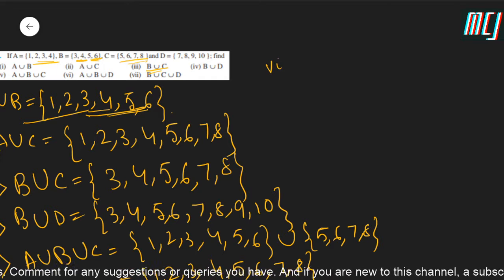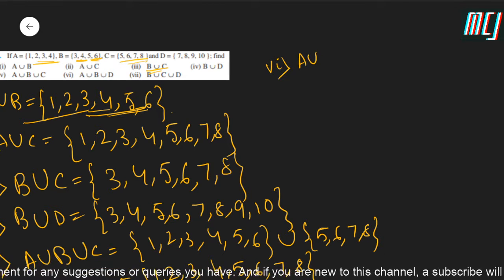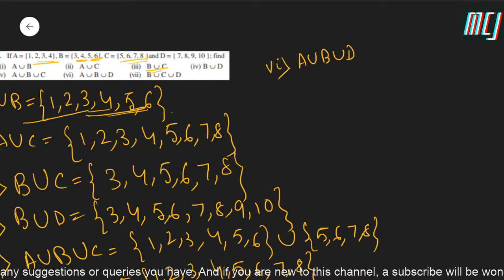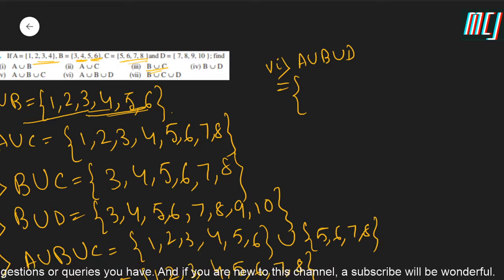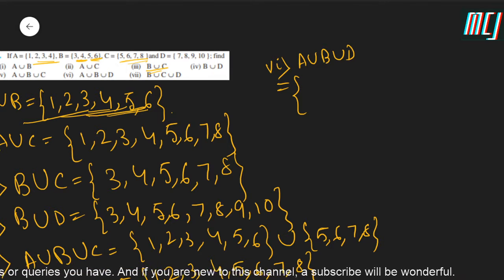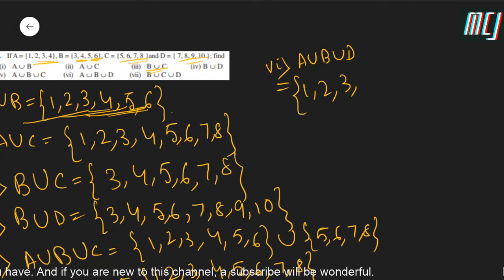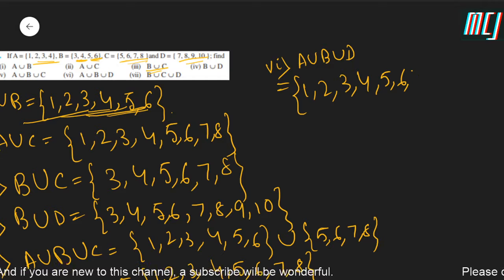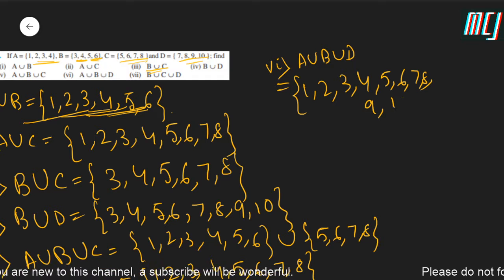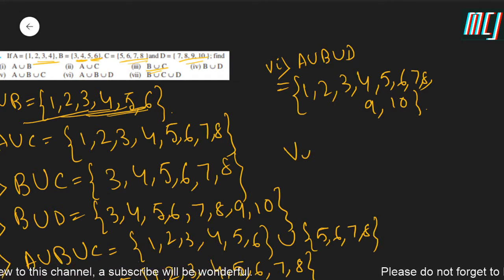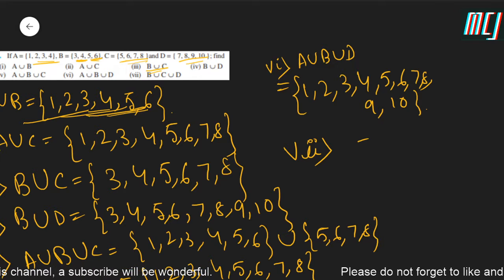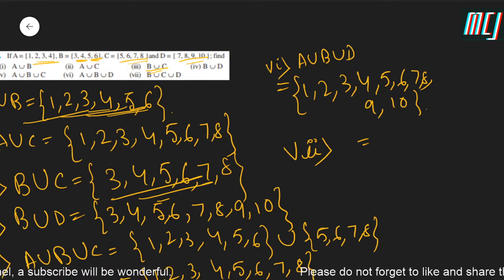Now the sixth one, A union B union D. So this is equal to A union B, already found, 1, 2, 3, 4, 5, 6, and D is 7, 8, 9, 10. So it will just add: 1, 2, 3, 4, 5, 6, 7, 8, 9, 10. Clear? So 7. See here we have found B union C.